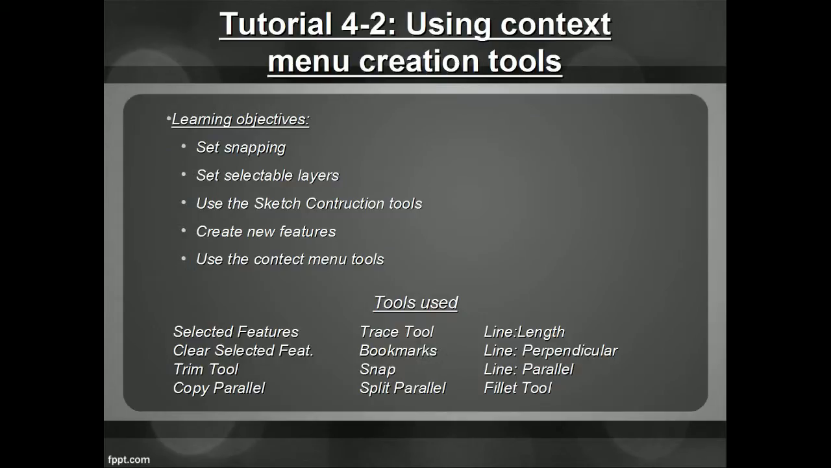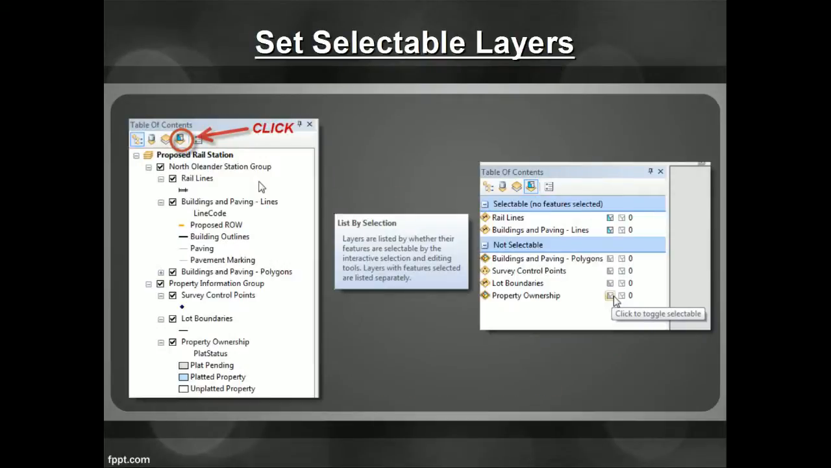Tutorial 4.2, using context menu creation tools. The focus and objective of this tutorial is setting your snap environments, setting selectable layers, using basic construction tools, and once again creating new features and using context menu tools.